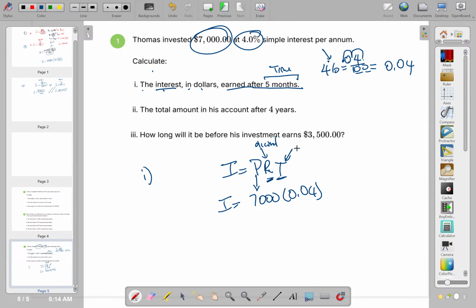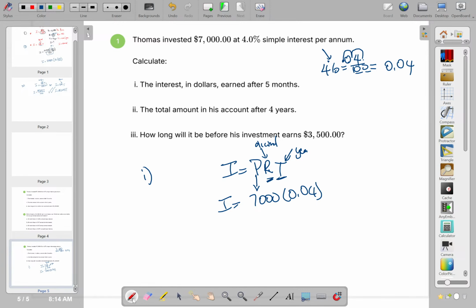Time always must be in years. So they gave me months. So what is my responsibility as a student? I must convert it from months into years. So 5 months, how do I convert that into years? Just divide by 12 and move on. Yeah? So this is the amount of years I'm going to put in there.